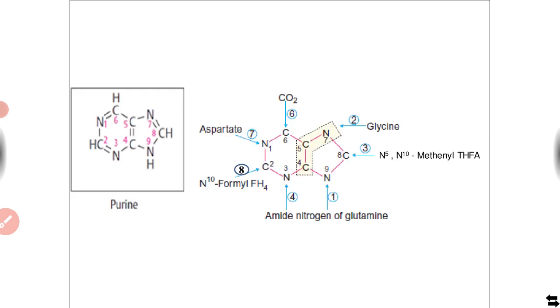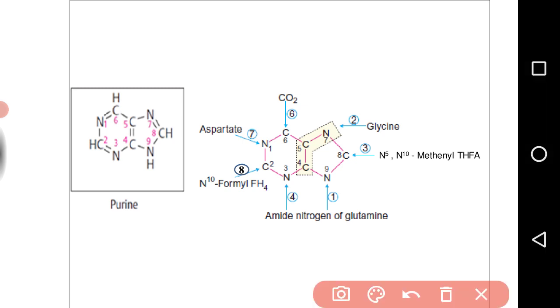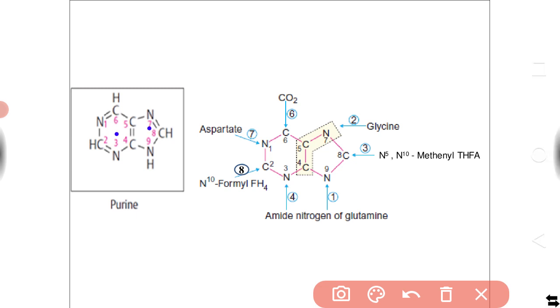So, this picture shows you the synthesis of purines in a nutshell. As I said earlier, to understand purine synthesis, you must know the structure of purine. Purine consists of two rings, the first ring and the second ring. The first ring is numbered in the anti-clockwise direction. So, N1, C2, N3, C4, N5 and C6.